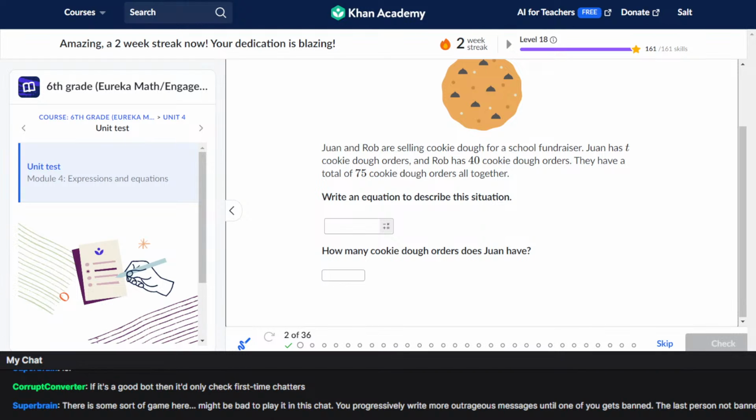Superbrain says there is some sort of game here. Might be bad to play. Yeah, we're not gonna play that game. You progressively write more outrageous messages until one of you gets banned. The last person not banned wins.